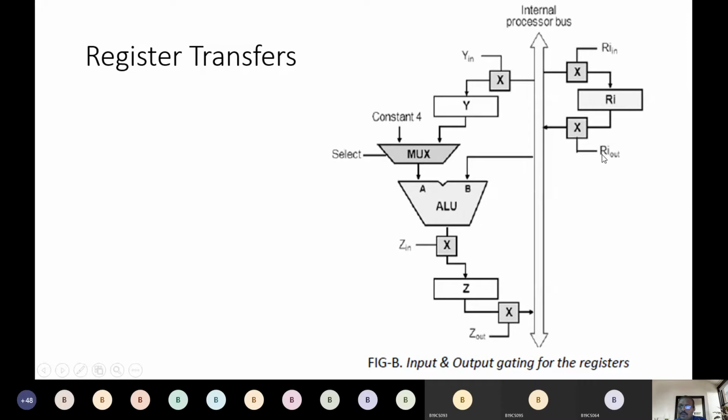And we have another output signal also, R0 out. When this is set to 1, then data can flow from the R0 register to the internal processor bus. Let me repeat: if Rin is set to 1, then data can flow from the internal processor bus to register R0, and if R0 out is set to 1, then data can flow from the R0 register to the internal processor bus. It can go to the ALU, and it may be part of some addition in the ALU.